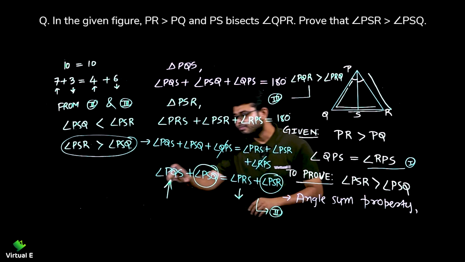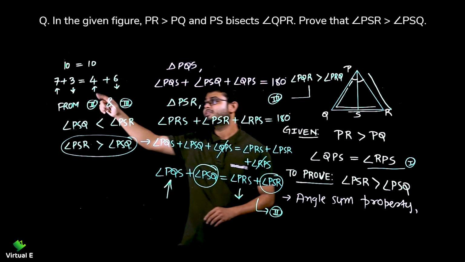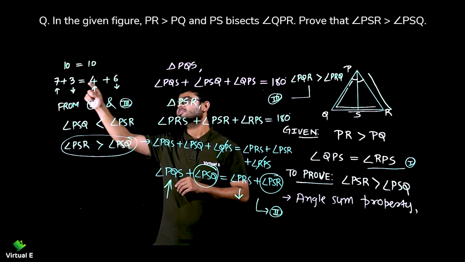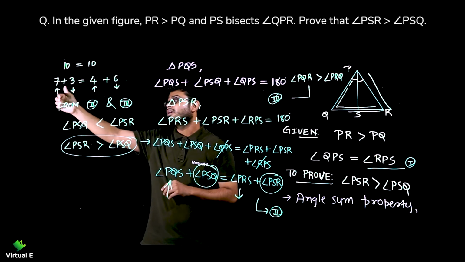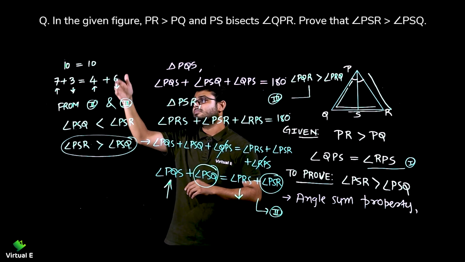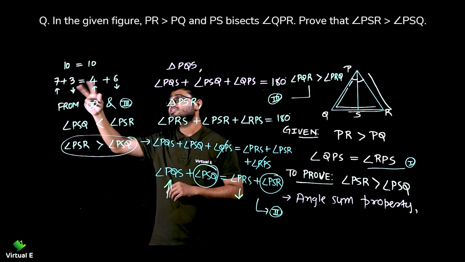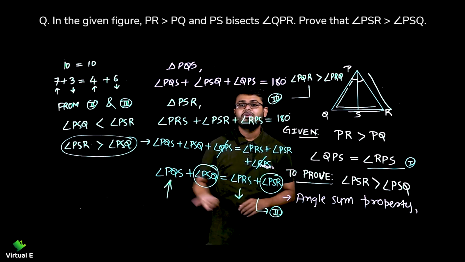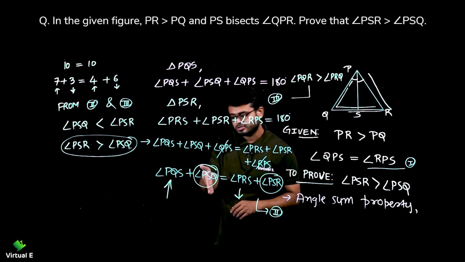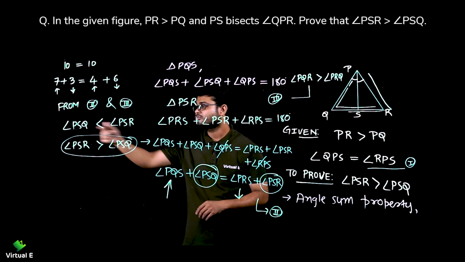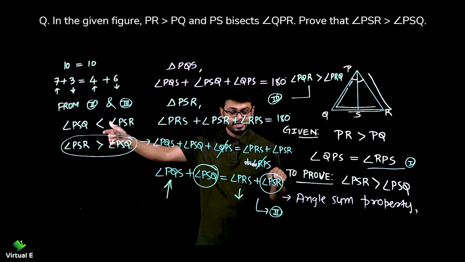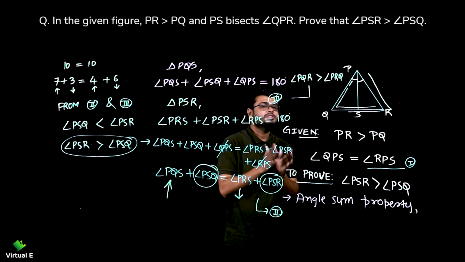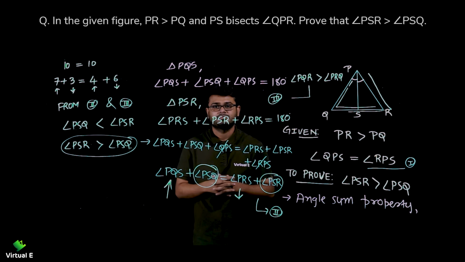Now this is all about the logic. Remember, this is the very easy idea behind this. 7 plus 3 is equal to 4 plus 6, right? If this is bigger and this is smaller, then these two quantities will have the reverse relation. This is bigger, so this is smaller. So PSQ should be smaller, and PRS should be what? Bigger. So this is what we got. This is how we did this question.